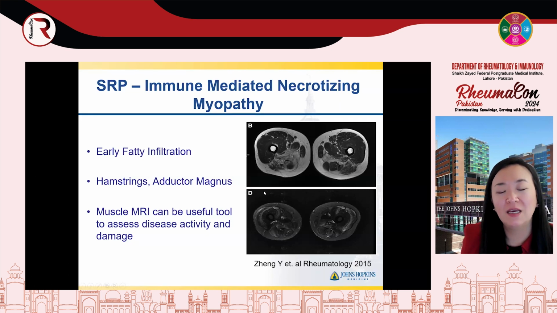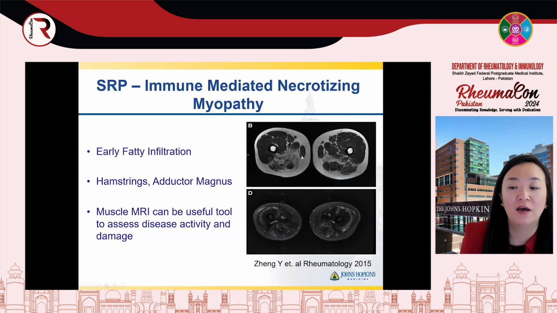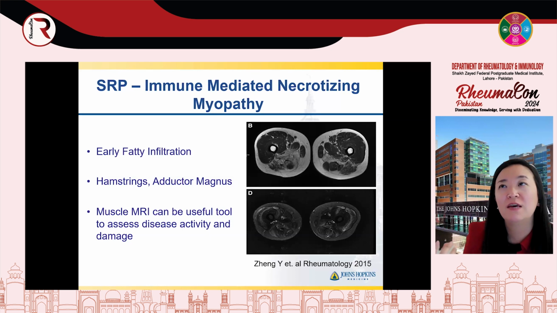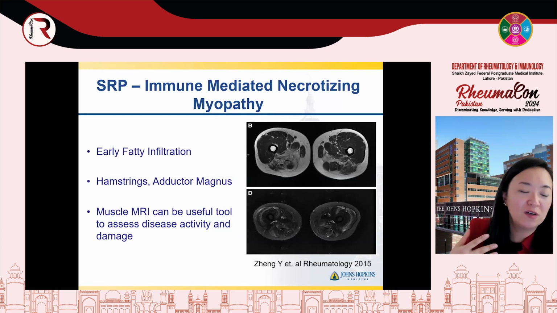In this study, it was interesting because they highlighted the hamstrings and the adductor magnus as the most commonly affected muscle groups in SRP-associated immune-mediated necrotizing myopathy. So I would have to say in patients with necrotizing myopathy, the muscle MRI can be very helpful, especially if they have chronic myositis and you're trying to determine if someone still has active disease. They say, I'm a little bit weak, but not as weak as I initially presented, but is there still disease activity? A muscle exam may be very difficult to assess that because they have fatty replacement, which results in fixed weakness. So the muscle MRI can tell us if there's active disease.